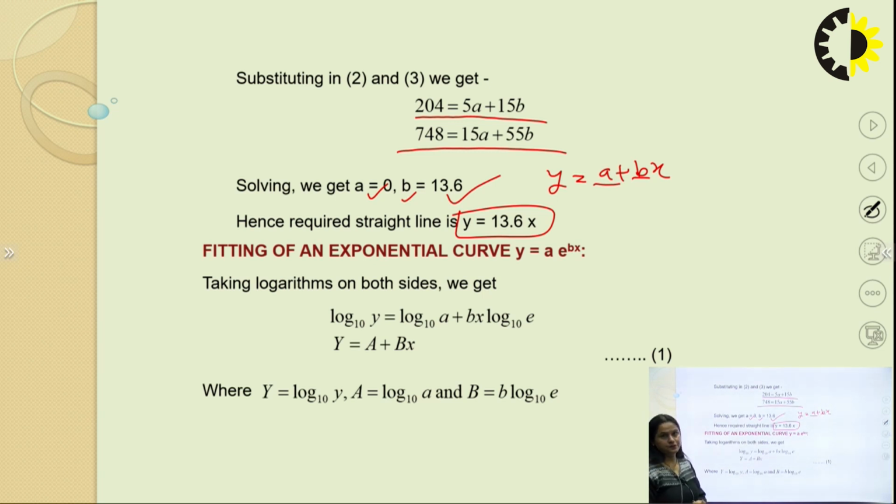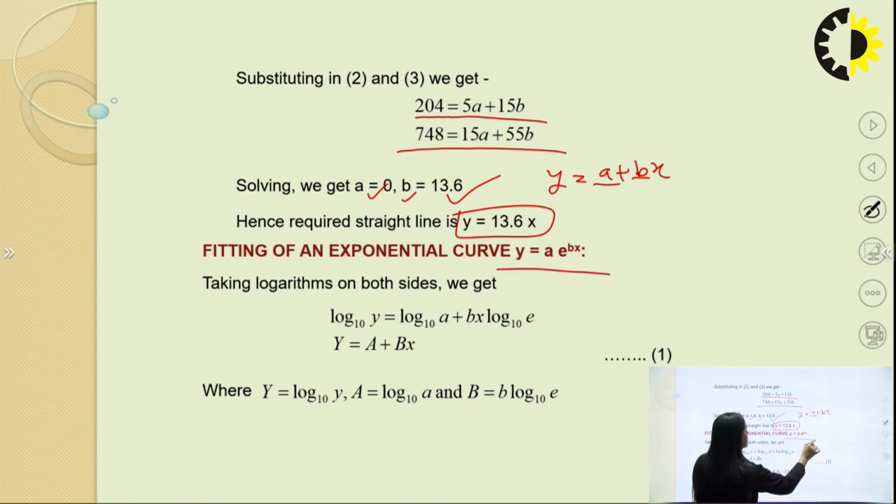Now let's try to understand how we can fit an exponential curve. Let us suppose we have an exponential curve y is equal to a e to the power bx. It is very simple to take the logarithm because we want to remove this e.